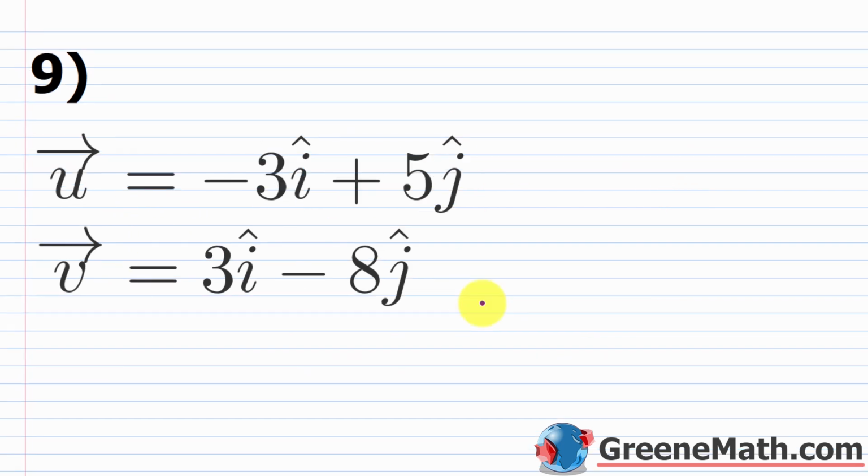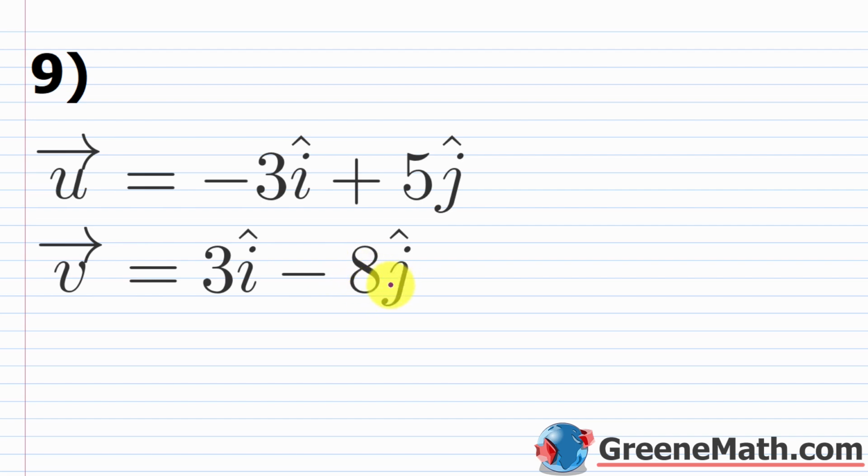All right, let's take a look at problem number 9. So here we have our vector u, which is written as a linear combination of the unit vectors i and j. So this equals -3 times the unit vector i plus 5 times the unit vector j. And then our vector v, again, written as this linear combination of the unit vectors i and j. So it equals 3 times the unit vector i minus 8 times the unit vector j.